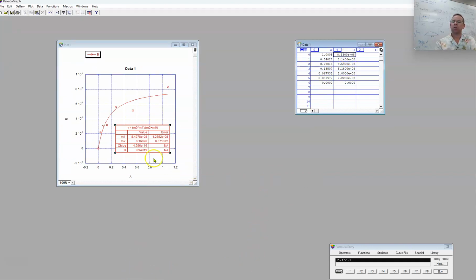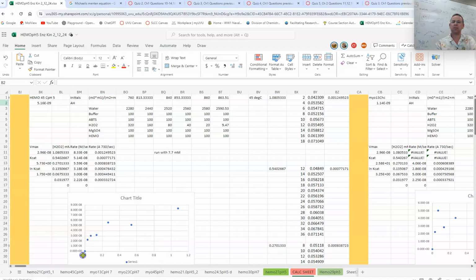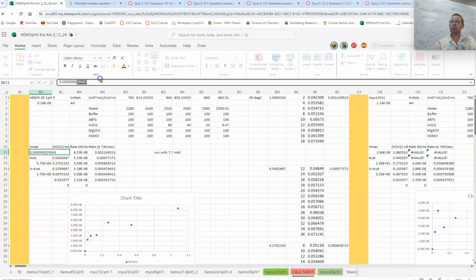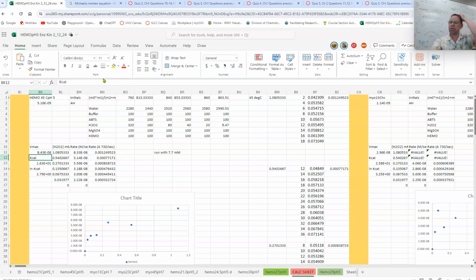All right, so 8.4278 times 10 to the minus 8. I'm going to put that in here for this Vmax. Okay, so I put in the 84278, and this is times 10 to the minus 8. And when I present it should say 8.4 something times 10 to the minus 8. Beautiful.